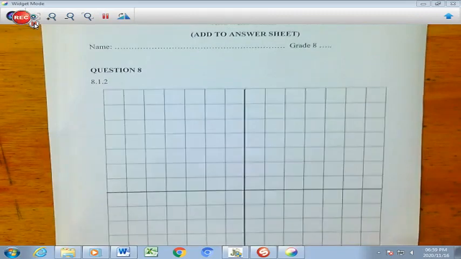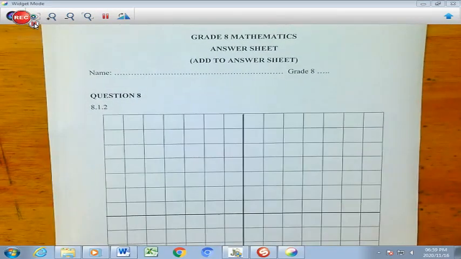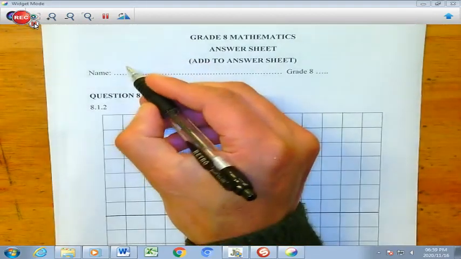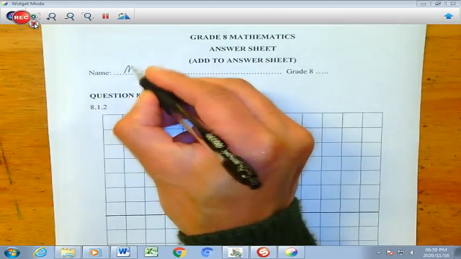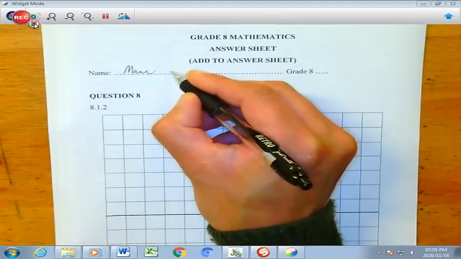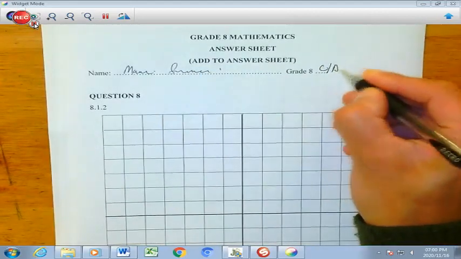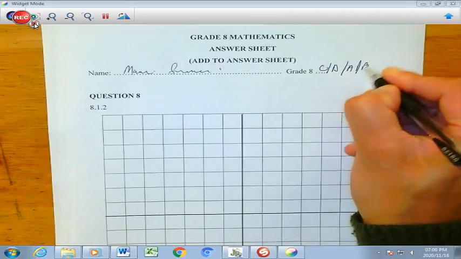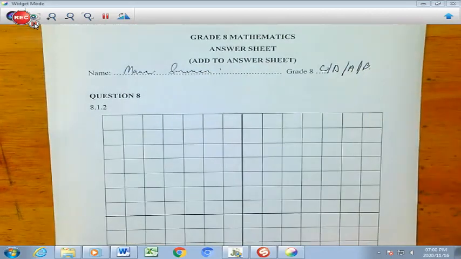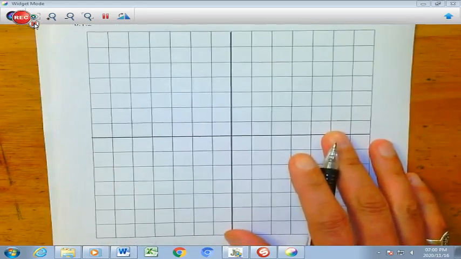So you'll take your graph paper, it's an attachment to your question paper. Please, you must make sure that you write your name and your surname there, and your grade, whichever grade, C, D, A or B, whichever grade you are in. That's very important. And then you will find you have this grid page here.